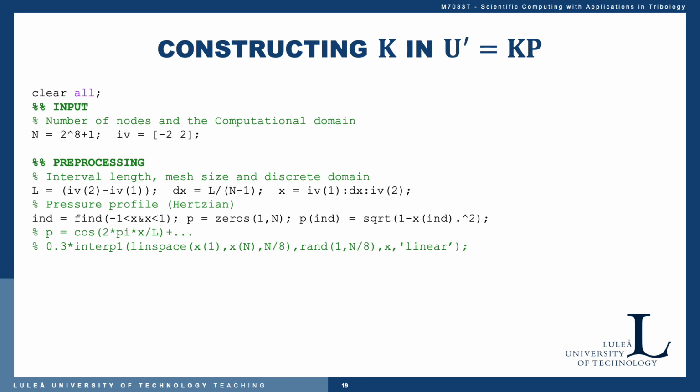When having the discrete domain defined, we can define a pressure profile, and in this case we're going to define a Hertzian pressure profile to compute the auxiliary deformation U prime. And this may be done in MATLAB like this. You find the indices where x lies between -1 and 1. You predefine your pressure vector by a vector full of zeros with length n, and then at those indices where x lies between -1 and 1, you just add a semicircle. In this way we have constructed a Hertzian pressure profile.